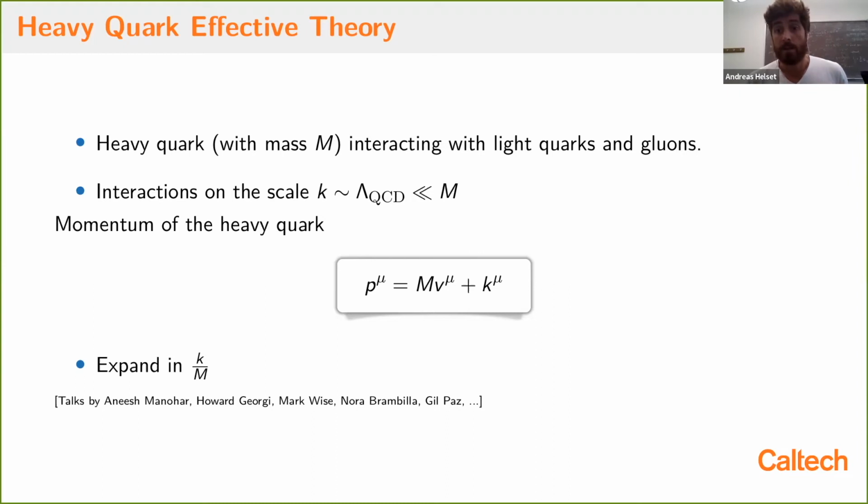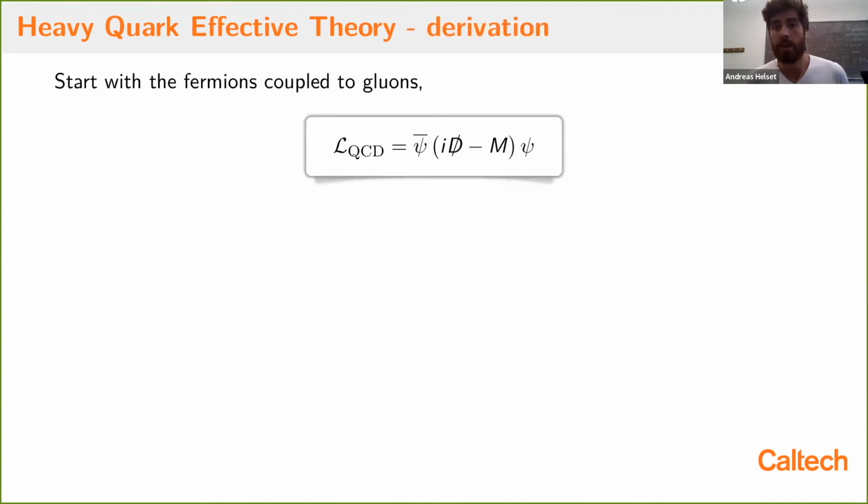When that's the case, it's very useful to decompose the momentum of the heavy quark into two pieces, so that we write P equals mv plus k, where mv is a large part and k is a residual momentum, or small part compared to m. And then we expand in k over m. Let's quickly go through the derivation from QCD to HQET.